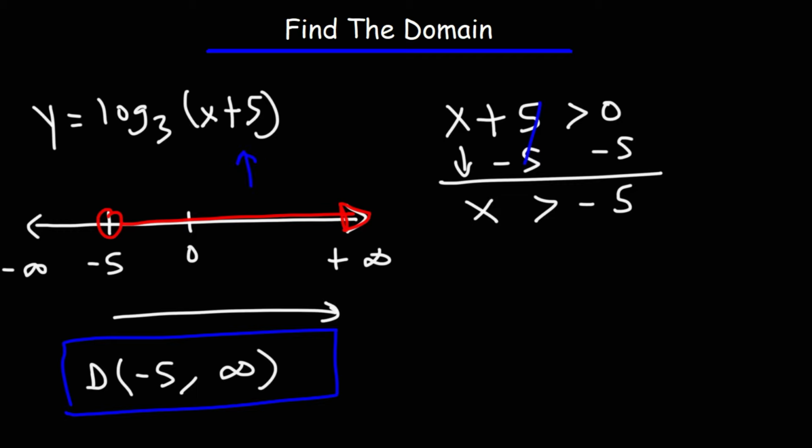Now, because negative 5 is not included as the answer, we're not using brackets. So we're only going to use parentheses for our answers, since negative 5 was not included. And you should always use parentheses when dealing with infinity.